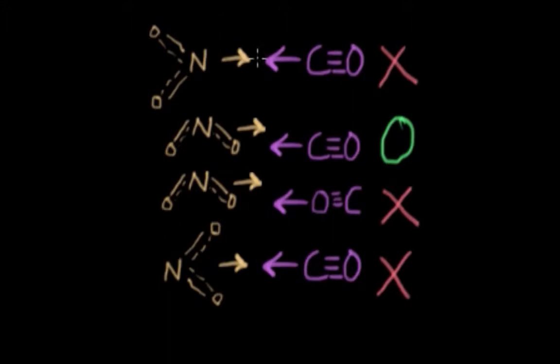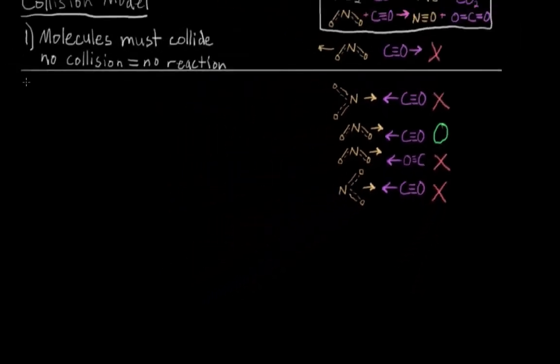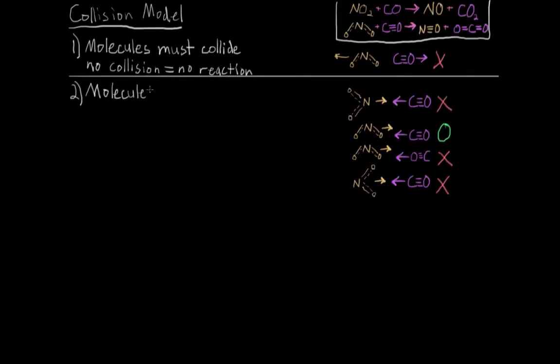So what is the difference between these 4 sets of reaction pairs? The difference is their orientation. Just as a side note, I have not drawn every single orientation or configuration of these 2 molecules hitting each other that's possible. I've only drawn 4 just to exemplify the next part of the collision model, which says that molecules must have the proper orientation to react.